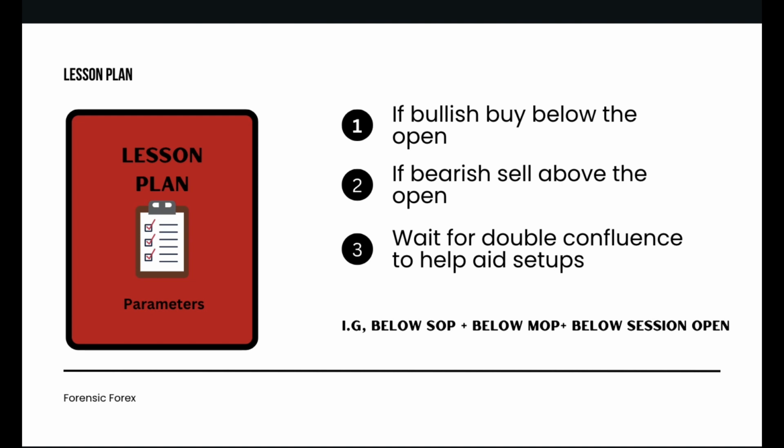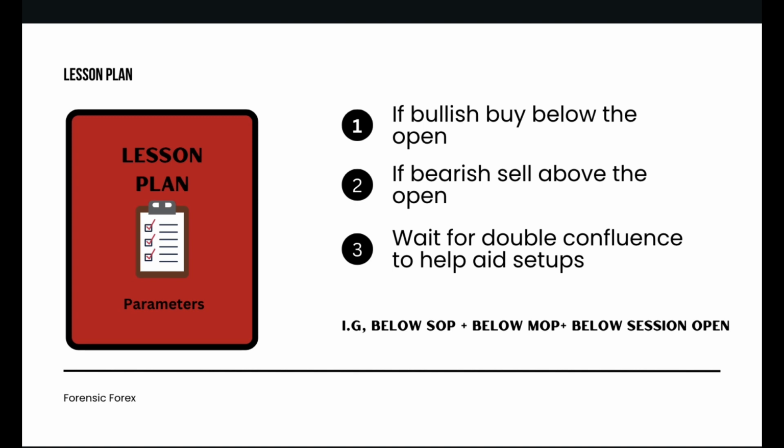The main takeaways from this lesson are as follows. If bullish, buy below the open. If bearish, sell above the open. There should no longer be any excuses for why you can't find a high probability buy setup or a high probability sell setup. Yes, there are going to be moments in time where you get the draw wrong, but when you get the daily draw right and you're following this ideology, you'll see the speed and the dynamic sponsorship behind your trades. As an added bonus tip, wait for a double confluence to help aid setups.